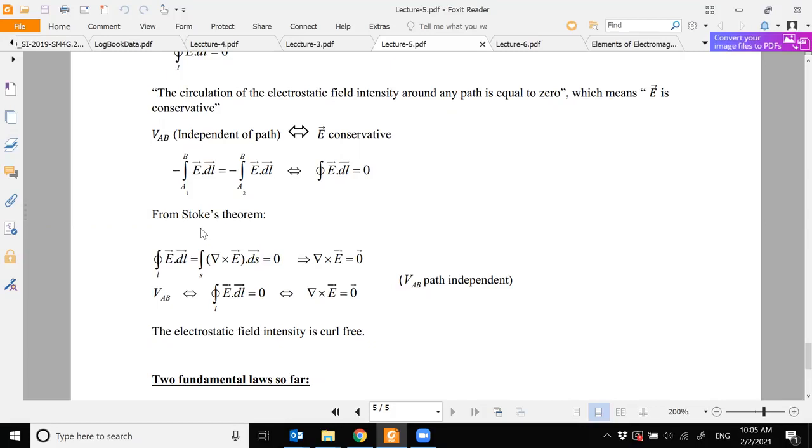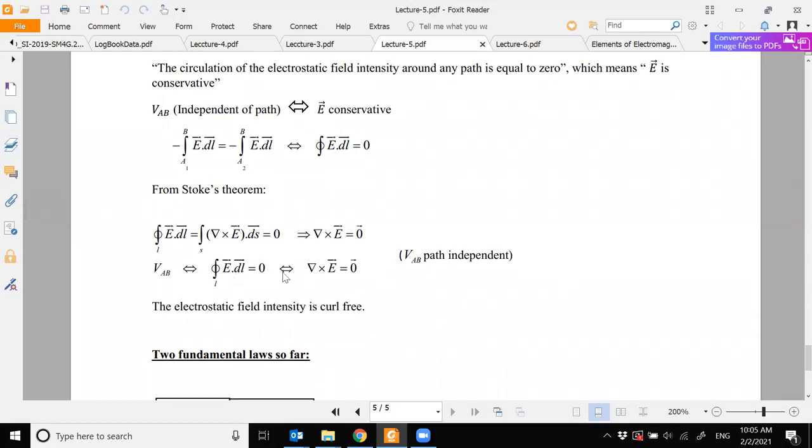to the surface integral. So we are applying it for our electrostatic field, and we are saying that the closed line integral of my electrostatic field dot dl along a closed path is nothing but the surface integral of the curl of the electrostatic field over the surface which is enclosed by the closed path.